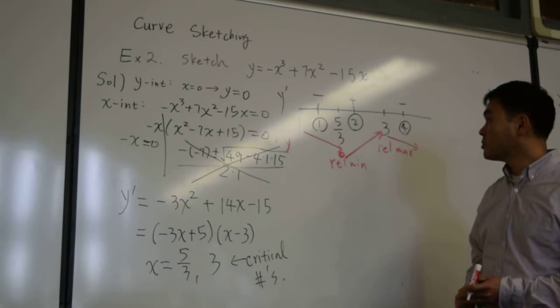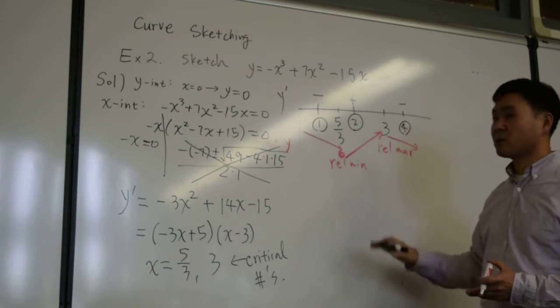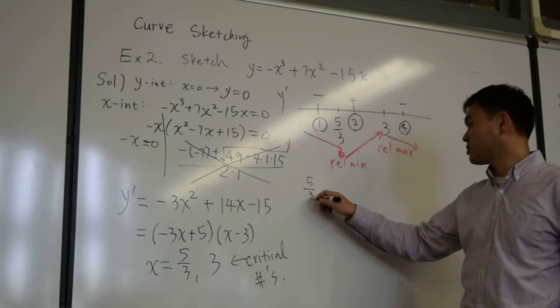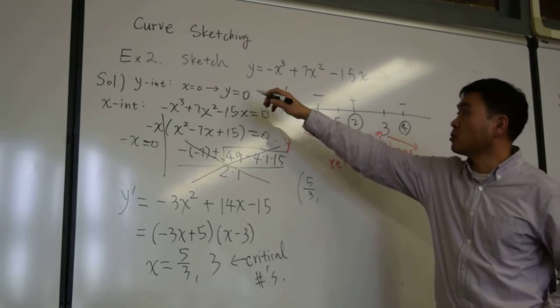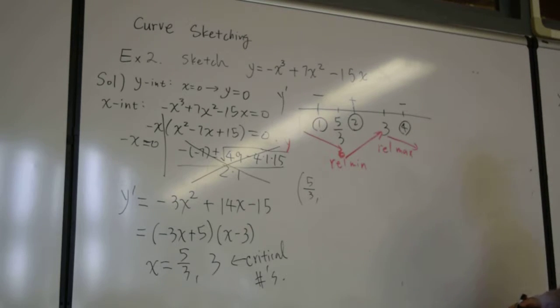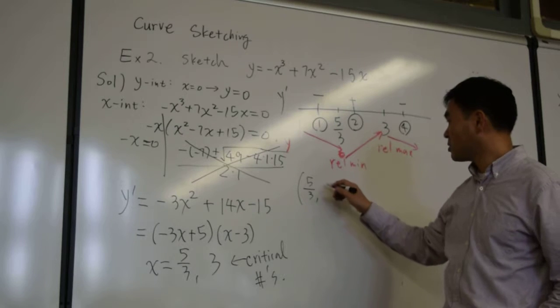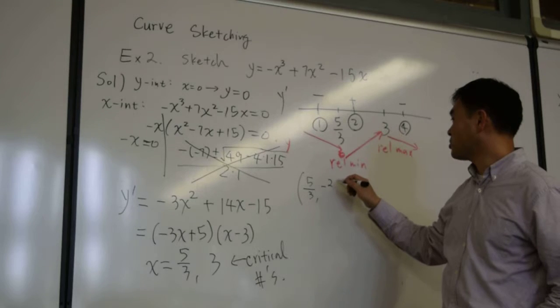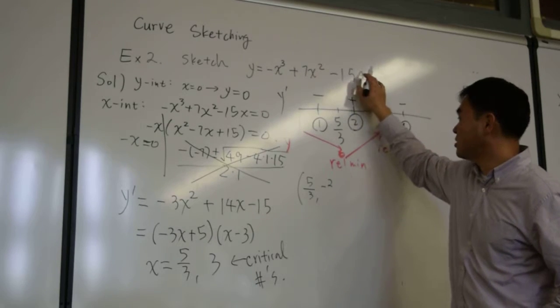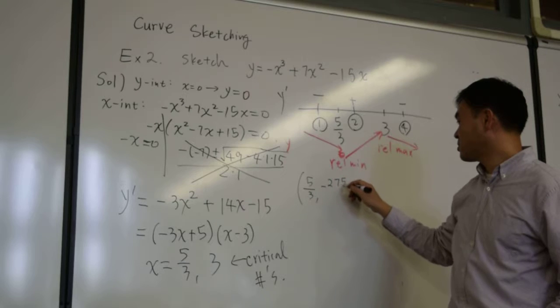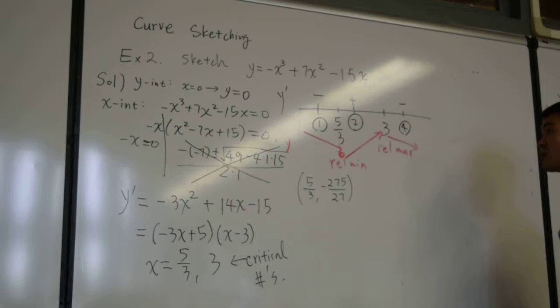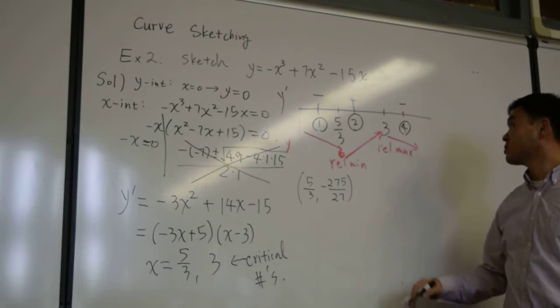Now, since relative minimums and relative maximums are actual points on the graph, it would be nice to plug these into the original function and figure out the coordinates. I did this calculation separately because it's not so interesting. You just have to plug in these numbers and calculate. It's a lot of annoying fractions. So if you plug in 5 over 3 into this function, you're going to get this.